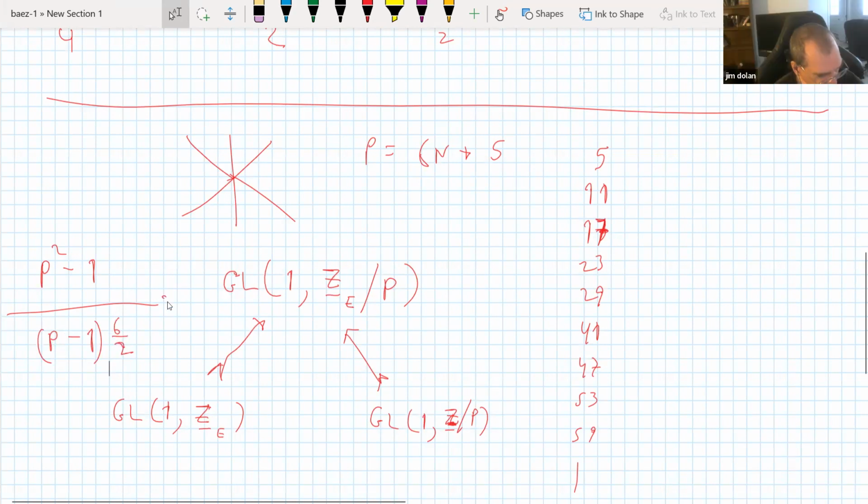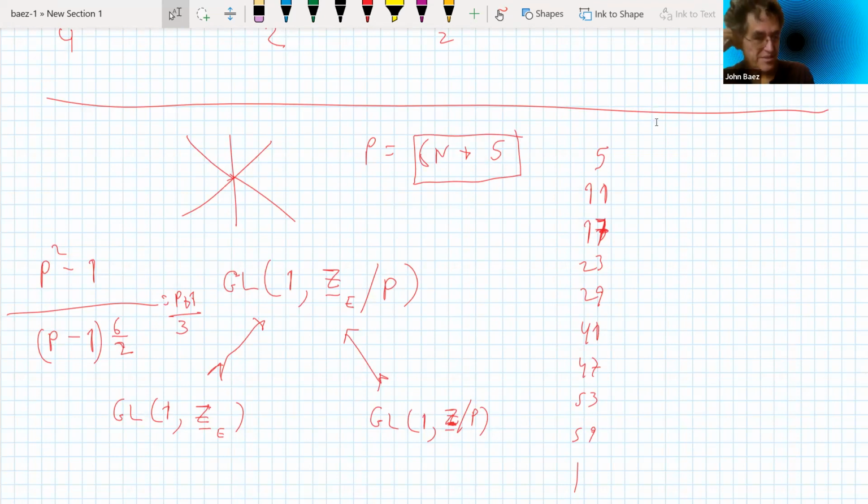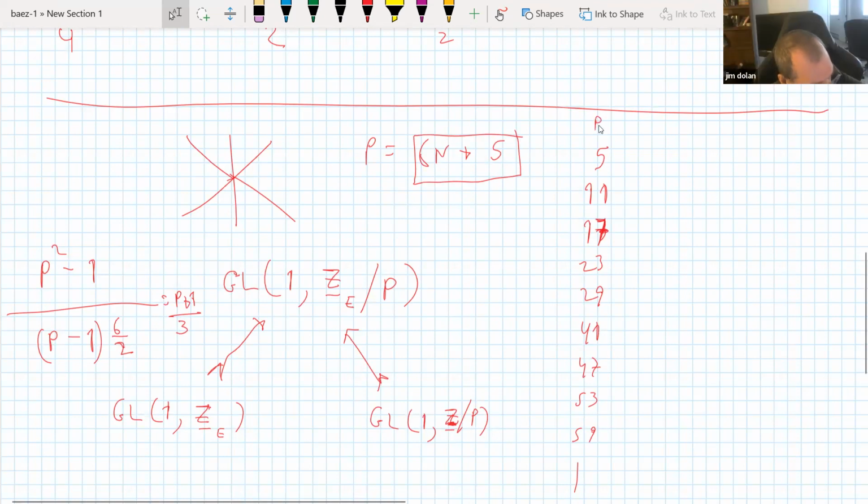Okay, so this is going to be equal to what? P plus 1 over 3, which seems promising, in terms of 6n plus 5, that'll be divisible by 3. So, okay, so this is P, and this is P plus 1 over 3. So we're getting 2, 4, 6, 8, 10, 14, 16, 18, 20.